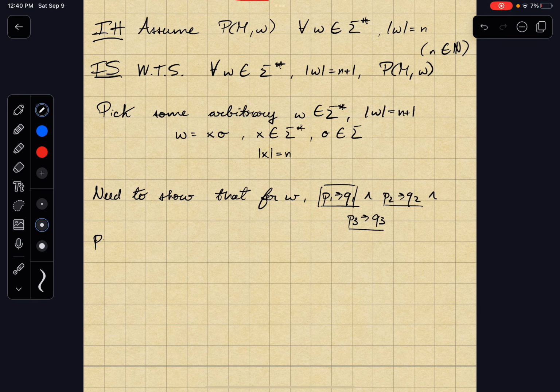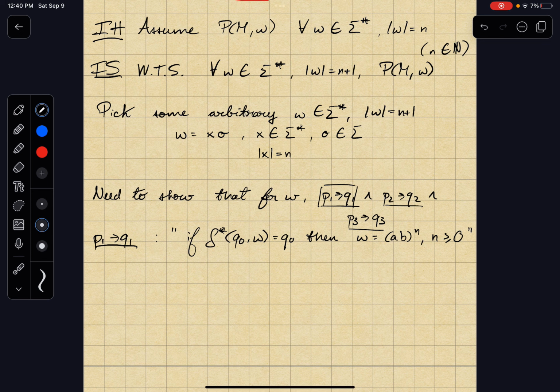So here we're going to show if P1, then Q1. I think it'll be easier for you to follow if I rewrite it. So what is this actually saying? It's saying that if delta star of Q0 and W is Q0, then my string W must look like a b^n for some integer n greater or equal to 0. Okay, so this is the statement we're trying to show. Now, because this is an if-then, I'm going to do a direct proof.